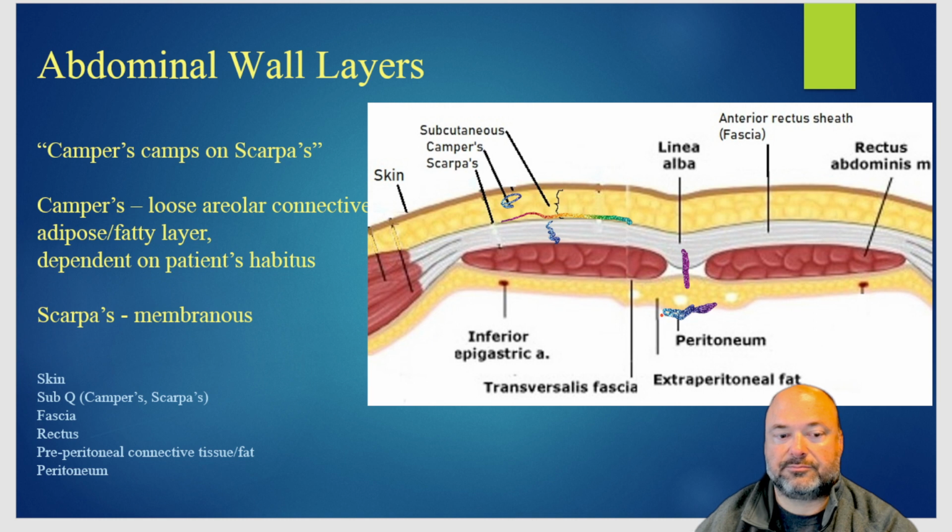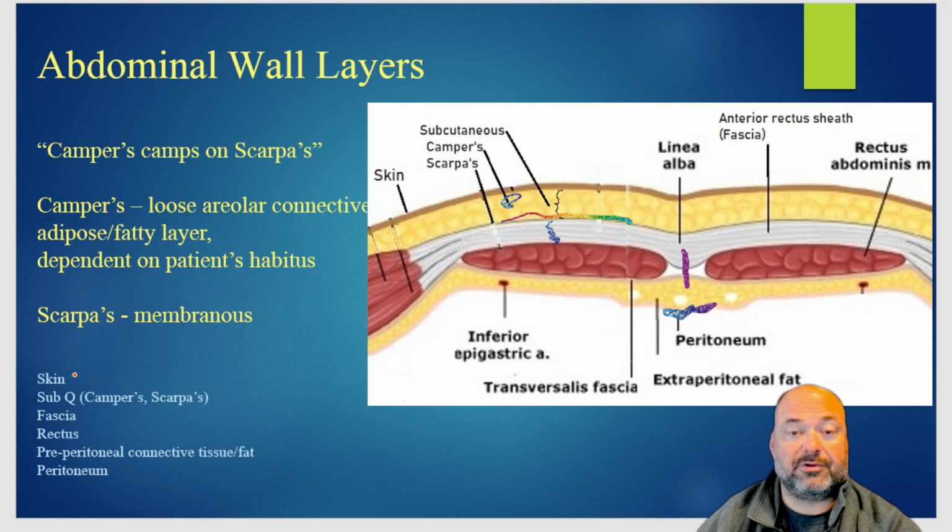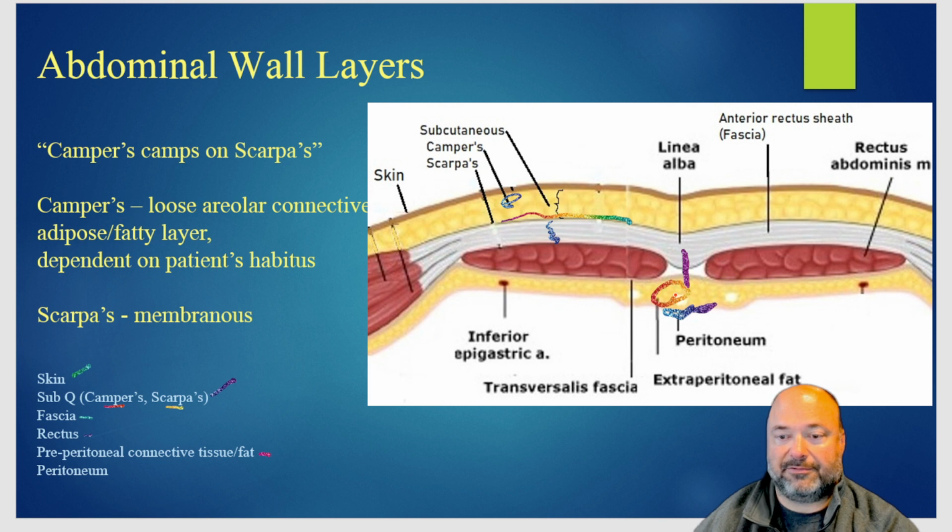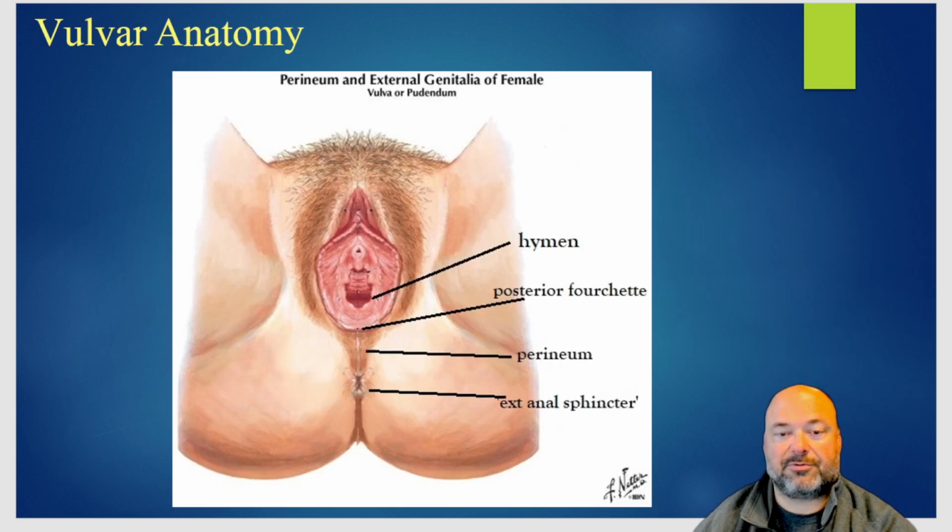So to go through that in sequential order, what we run into when we do, for instance, a Pfannenstiel incision when we're doing a C-section: skin incision, going down through the subcutaneous tissue, again Camper's and Scarpa's. We go through the fascia, separate the rectus muscle. Depending on the patient's body habitus, we'll have a varying degree of preperitoneal fat here, and then get down to the peritoneum itself. All right, so throw that in.